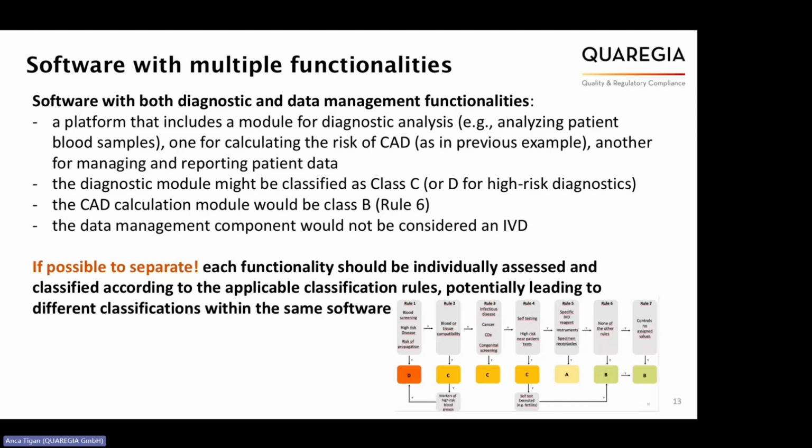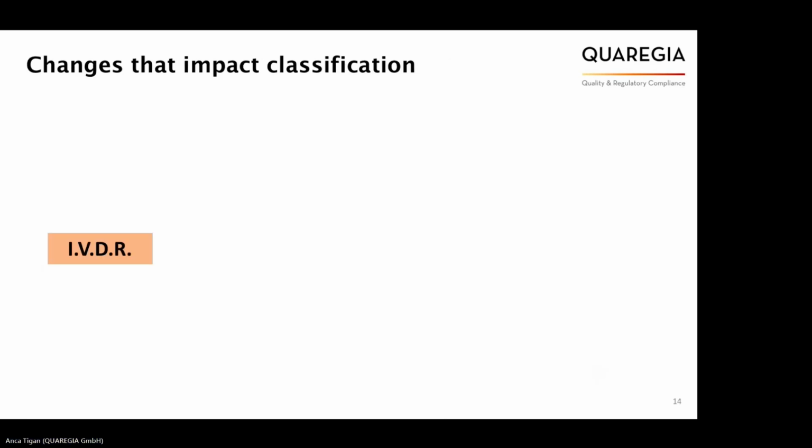under the IVDR. And now I would like to go with you into the topic of changes and how they impact classification, and what type of changes to software can impact a software's classification. And for this, I have prepared another mnemonic to illustrate this type of changes that can impact software classification under the IVDR. The mnemonic is very easy, it's IVDR.